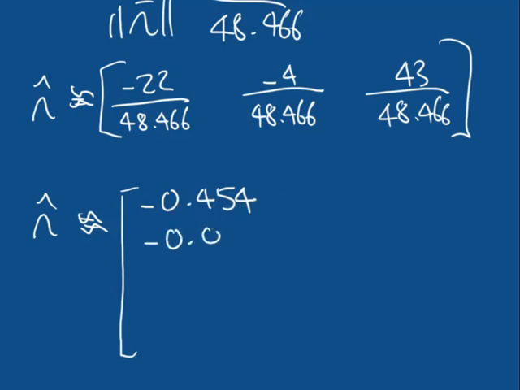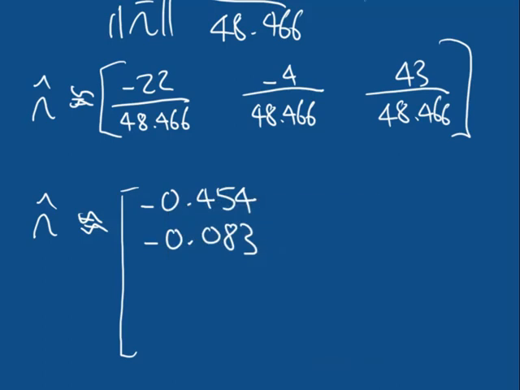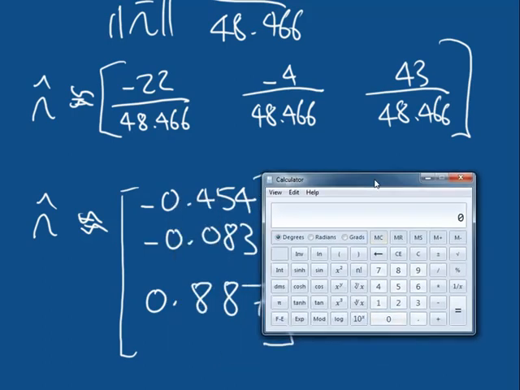Minus 0.083 in y, and in z it's equal to 43 divided by 48.466, which is 0.887. So 0.887. And we can check that this is close to being a unit vector very quickly.